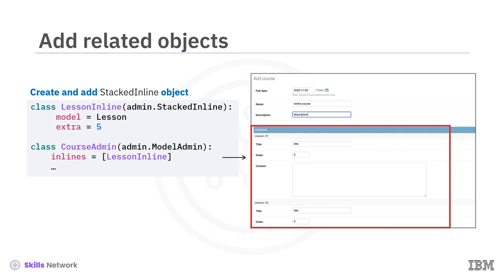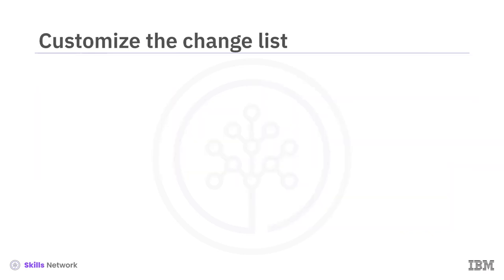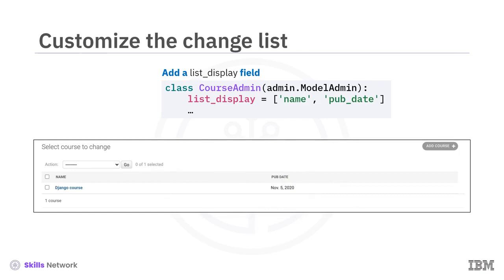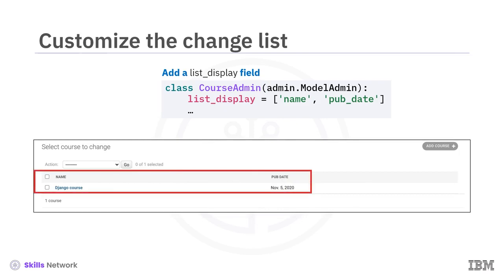When we display multiple courses or other models in a tabular form, we need to determine the fields to appear in the table. For example, for a list of courses, we only want to show the name and publication date of the course in the table. We do this by adding a list_display with the list of fields we want to be shown on the course change table. After refreshing the page, the course change table now shows the course name and publication date columns as we defined them in the list_display.